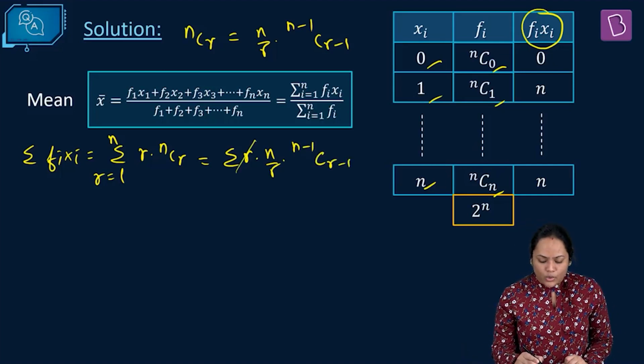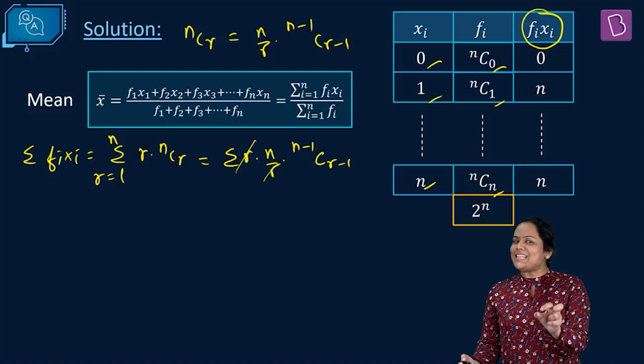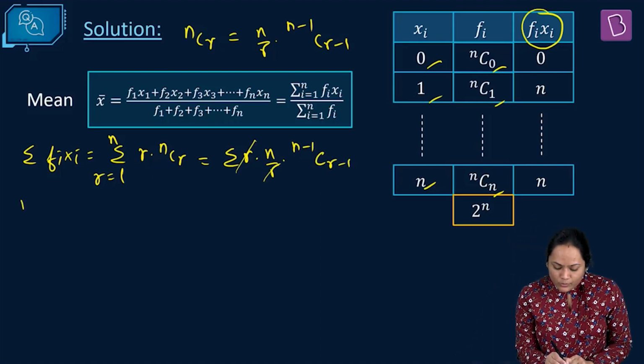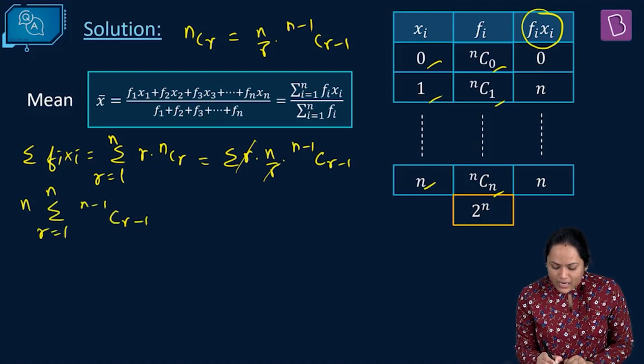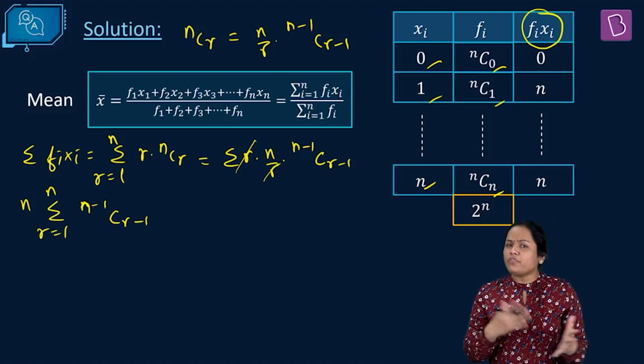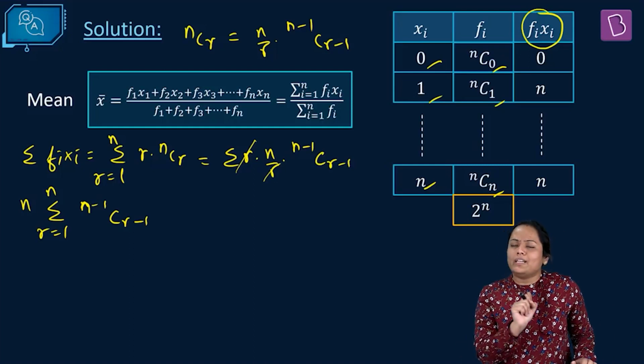Now this R got cancelled out. And since N is a constant, it can be taken out. So when I take it out, it's going to become N summation R is equal to 1 to N, N minus 1 CR minus 1. Right? Now, some of you can directly find this value and write down here.